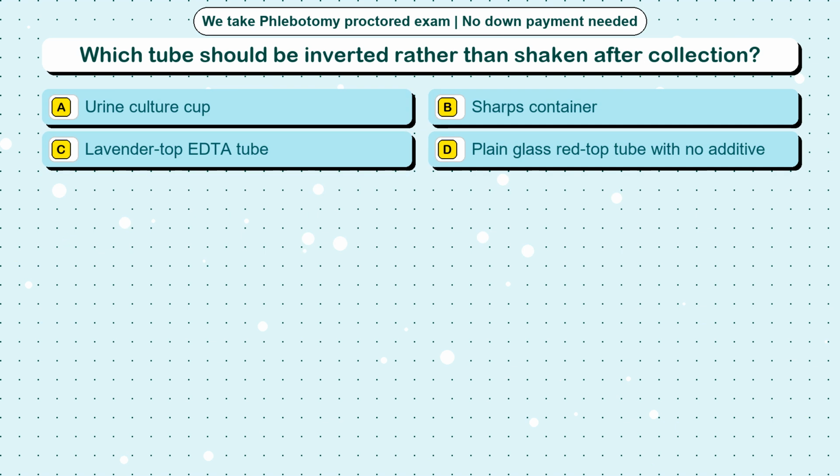Question 51. Which tube should be inverted rather than shaken after collection? Option A. Urine culture cup. Option B. Sharps container. Option C. Lavender top EDTA tube. Option D. Plain glass red top tube with no additive.